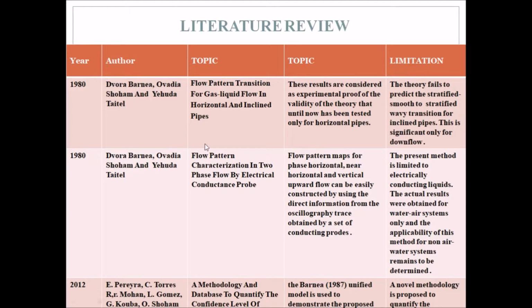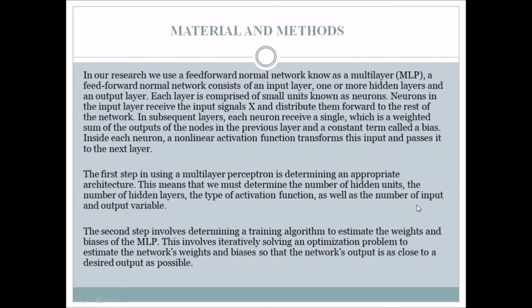Now, these are the various people that have studied this and have gotten their results, and we are trying to work on and improve on this. We have the work of Barnier in 1980 on flow pattern transition for gas liquid flow in horizontal and inclined planes. We have that of Barnier also in 1980 on flow pattern classification, which is done by electrical conductance. So they came up with all these, and from the last work we are able to get what we are studying.